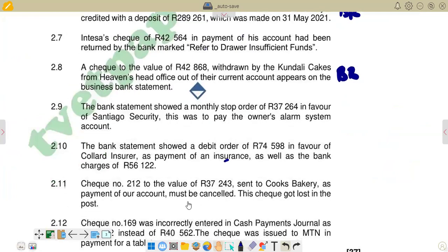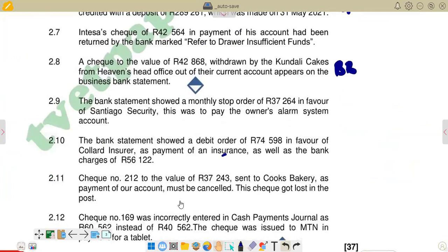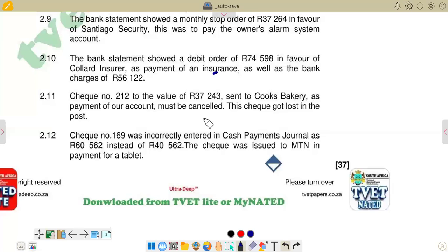On 2.11, it reads a check number 212 to the value of 37,244 sent to Cook's Bakery as payment of our account must be cancelled. So remember, we said whenever a check is issued, it's already recorded, it's there in our books. So what does it mean? Let's try to see how we can adjust this one. So we are saying when it was issued, it was recorded under payments. So when you're canceling, go to the opposite side. So it means you go to the cash receipt journal and enter it.